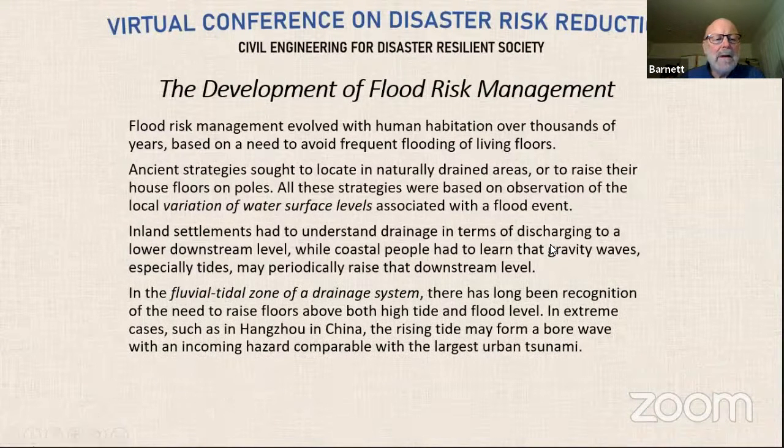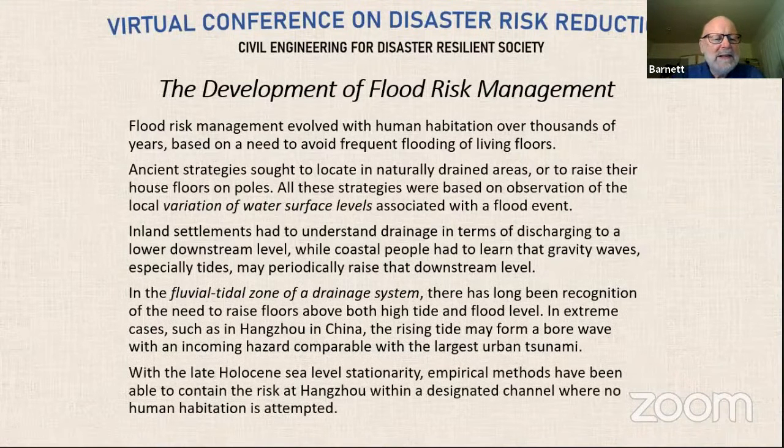Thank you. There is an overlap area between the river and the coastal people, in which the Hong Kong drainage authorities introduced this term, the fluvial tidal zone, which is a good one, I think. There you have to raise floors above both high tide and flood level, and in extreme cases such as Hangzhou in China, the rising tide may form a bore wave with an incoming hazard comparable with the largest urban tsunami. With the late Holocene sea level stationarity, empirical methods have been able to contain the risk of Hangzhou in the past century, but click, please.